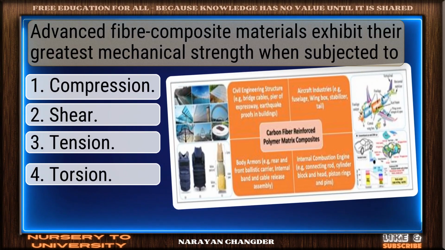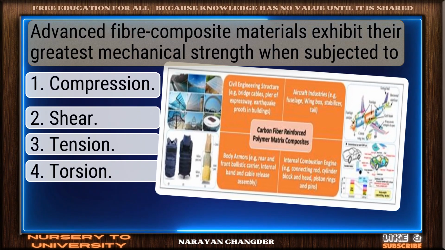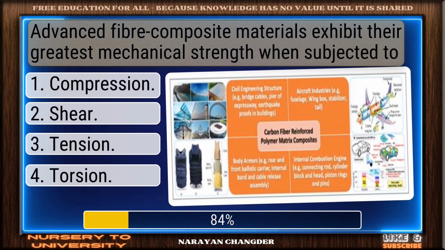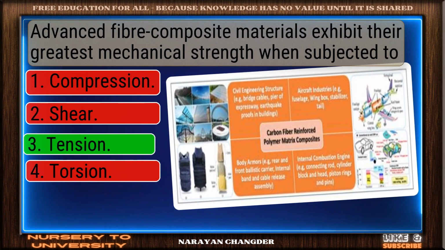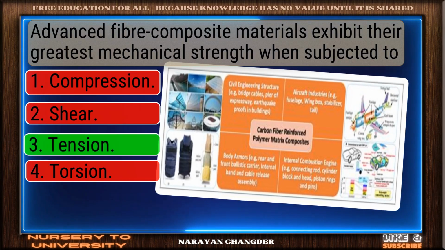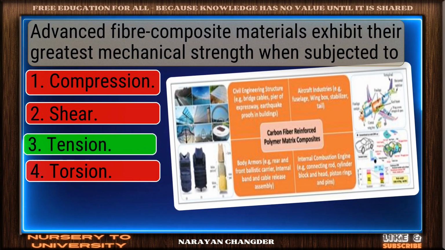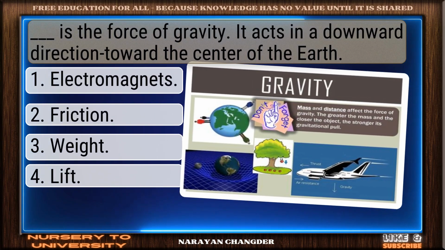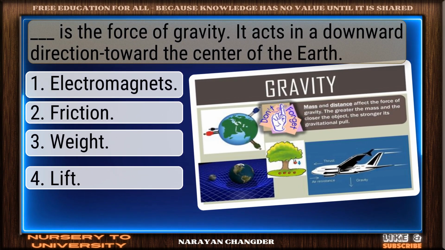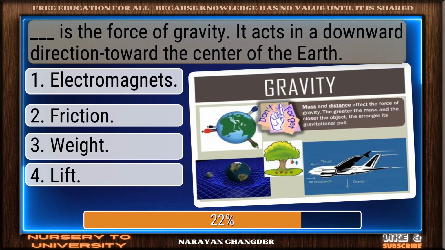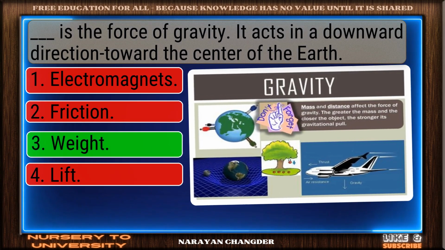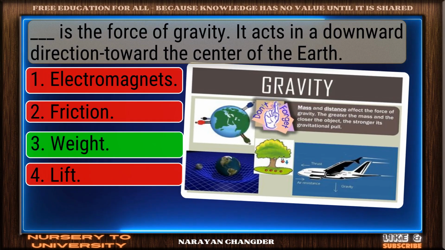Advanced fiber composite materials exhibit their greatest mechanical strength when subjected to. Nice selection. Tension is the correct and valid answer. Dash is the force of gravity. It acts in a downward direction toward the center of the Earth. Well reasoned. Weight is the correct choice.